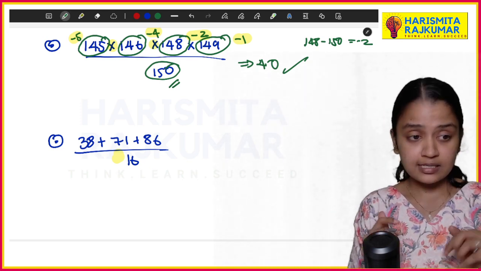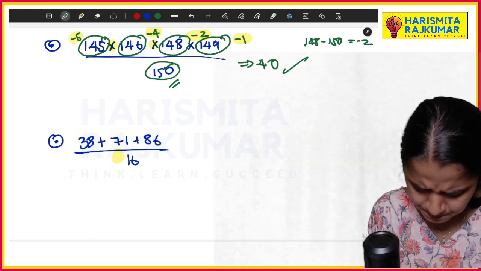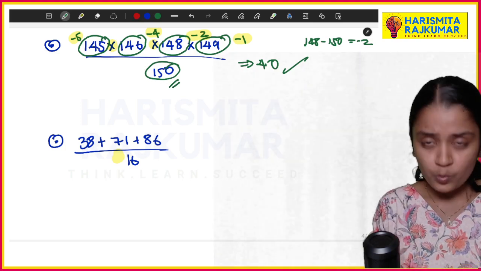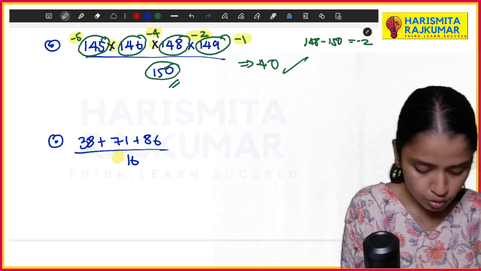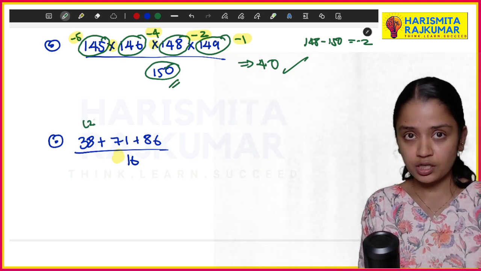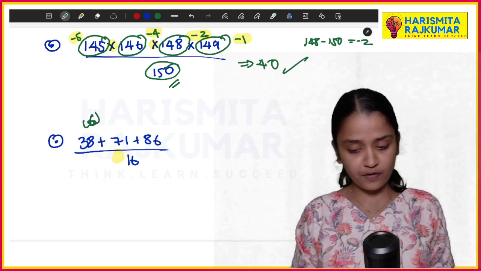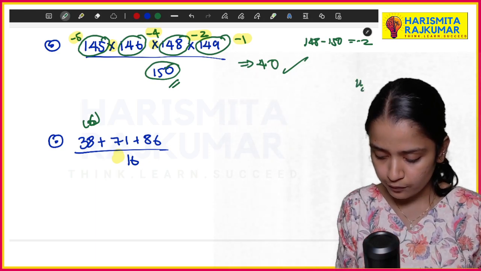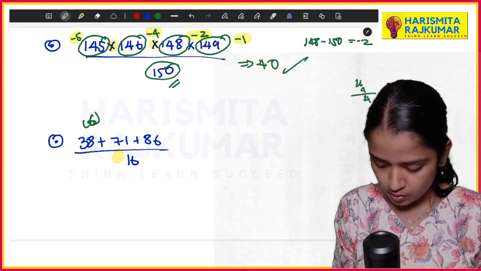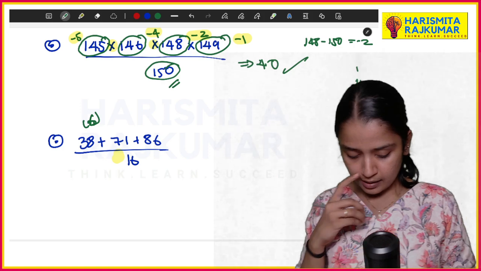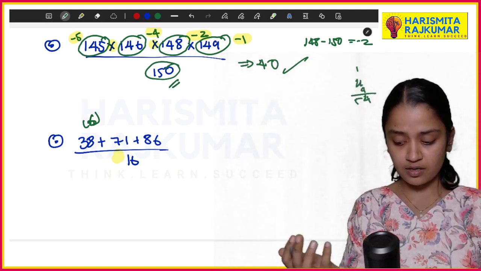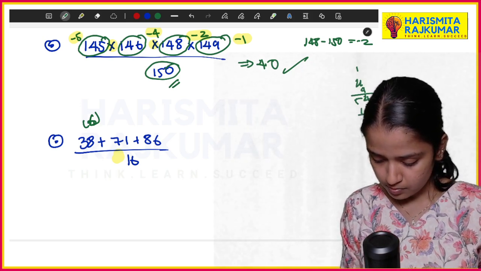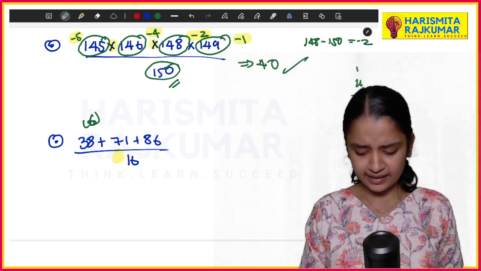Now, let us come to the next question. So here when I divide 38 by 16, 16 2s are 32, so my remainder is 6. Same way 16 3s are 48. 16 4s are 64, and 64 plus 7 gives you 71.